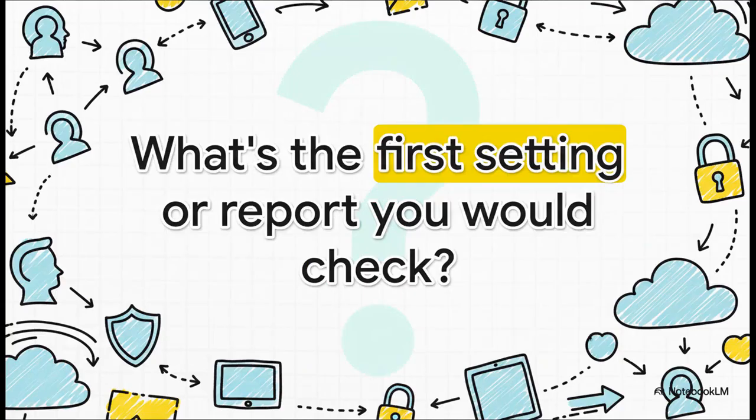So we've seen that the admin console isn't just a settings panel. It's an incredibly powerful strategic tool. So I'm going to leave you with this question to think about. Now that you've had a peek behind the curtain and seen what's possible, what's the very first security setting or policy or report you'd want to go check in your own organization's console?